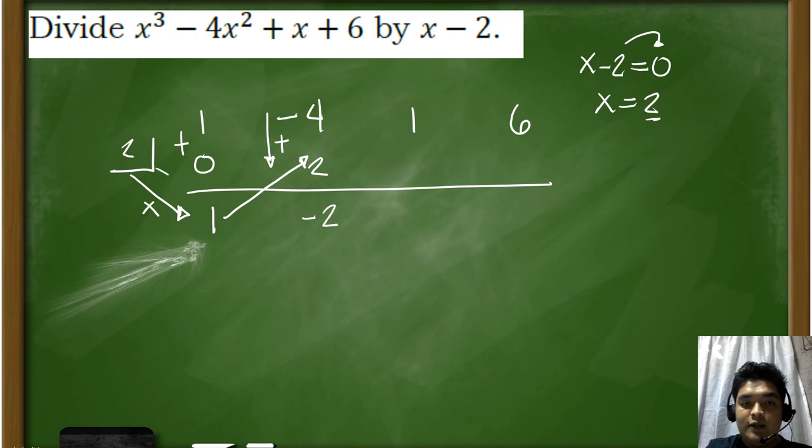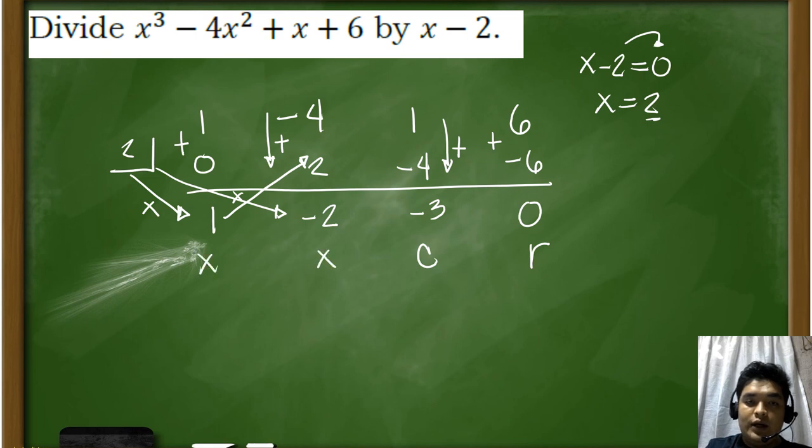Same again, we multiply. 2 times negative 2 is negative 4. Then add, plus 6, this is negative 3. Then 2 times negative 3 is negative 6. Then add again, this is 0. So this is the remainder, then your constant, your x, and your x squared. So the quotient is x squared minus 2x minus 3. So this is our quotient.